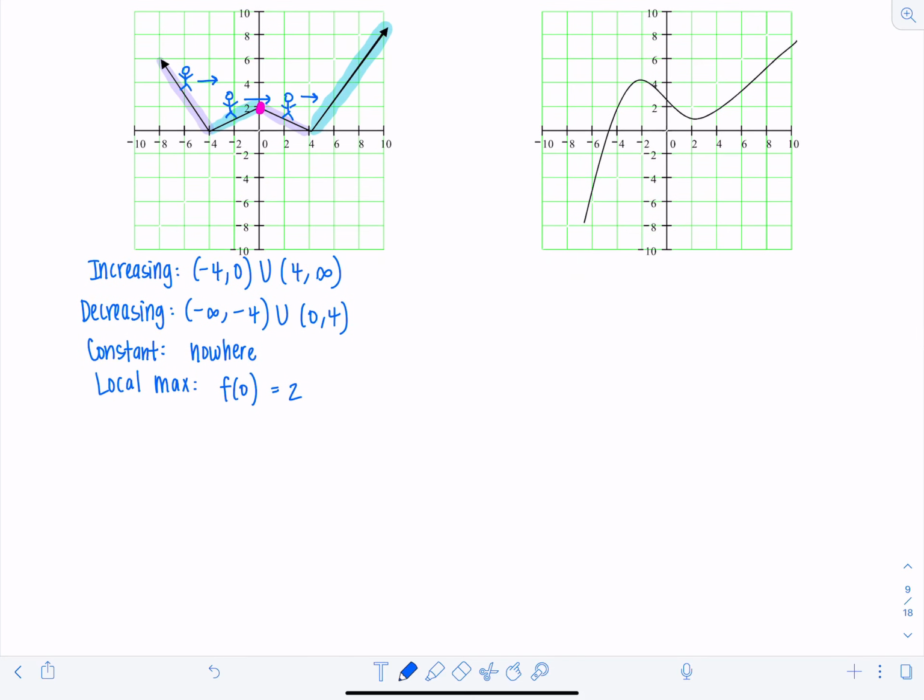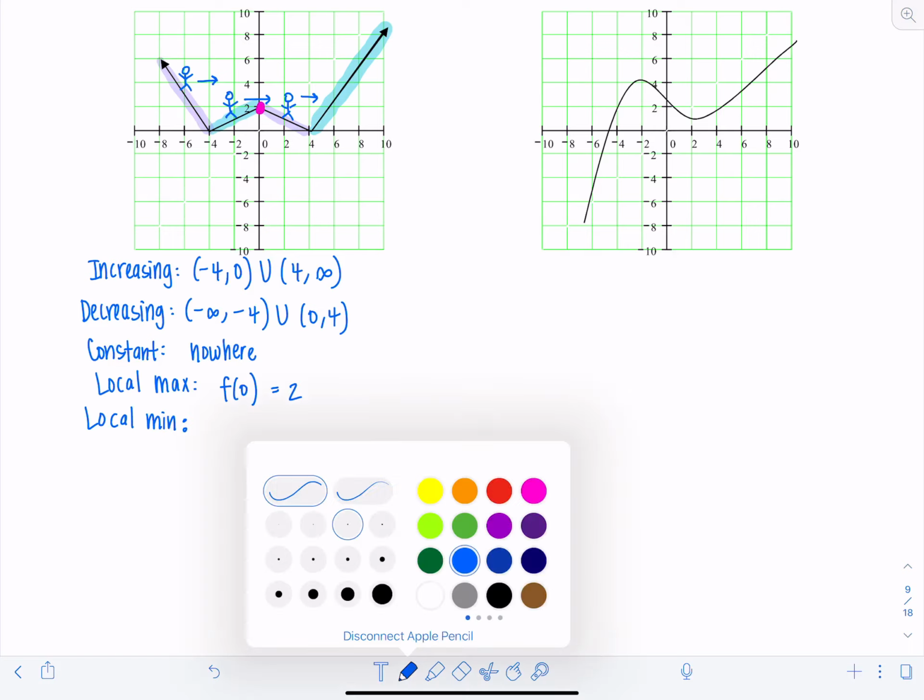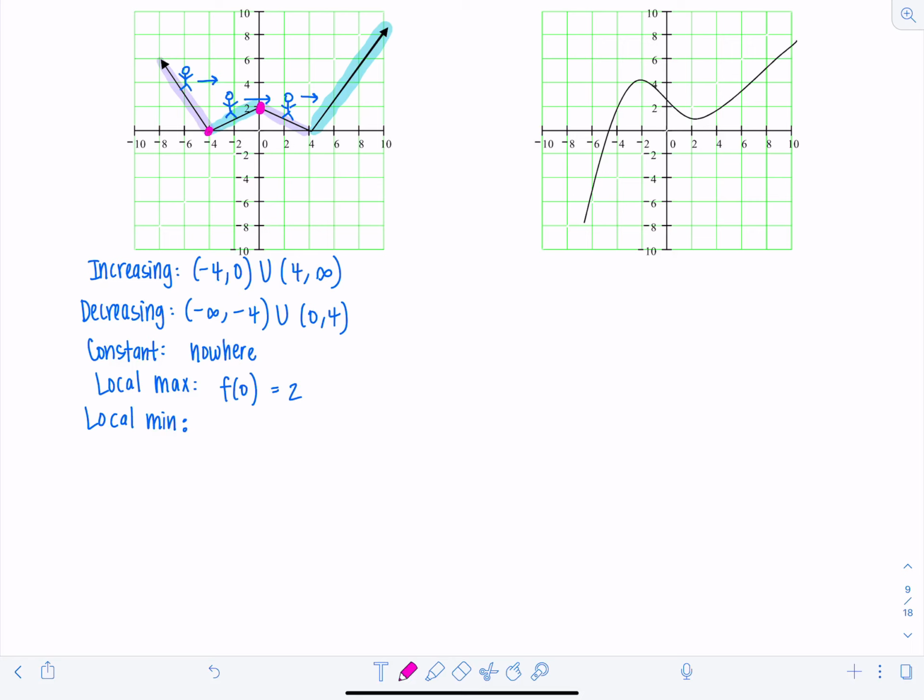Do we have a local min? I see two of them. Right here we have 0 and 0 again if x is -4 or 4. And that's totally fine to have more than one. So local min f of -4 is 0 and f of 4 is 0. Okay? You cannot have a local max or min of infinity. They have to be finite numbers. They have to be the largest or smallest function value in an open interval.